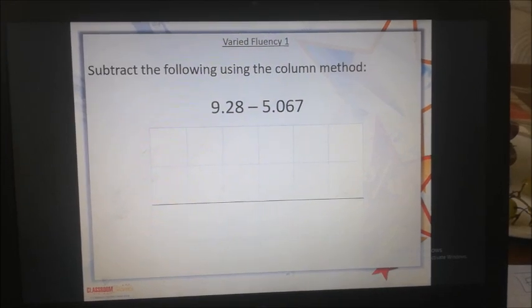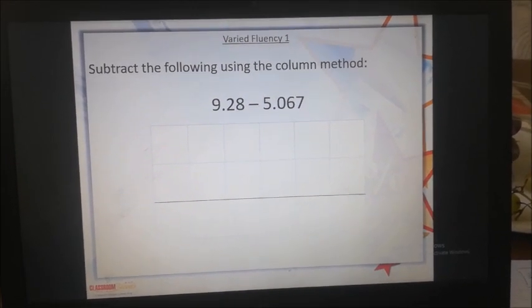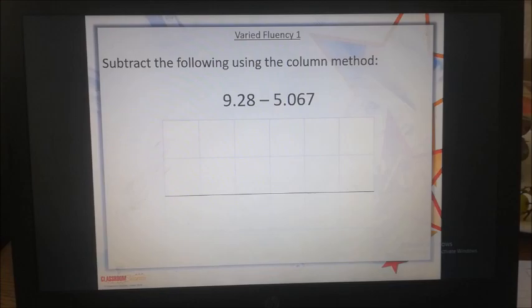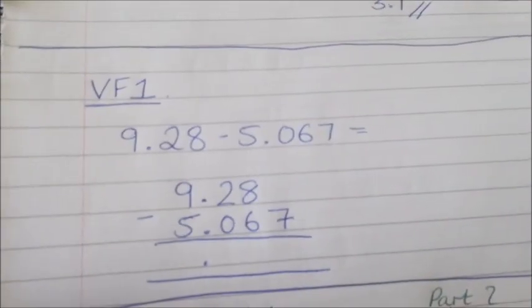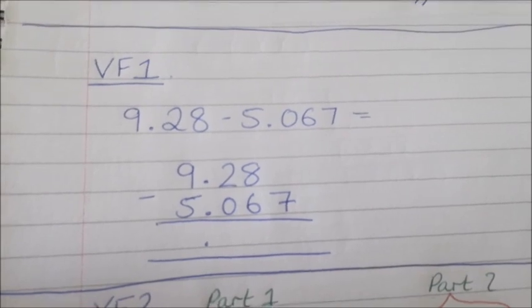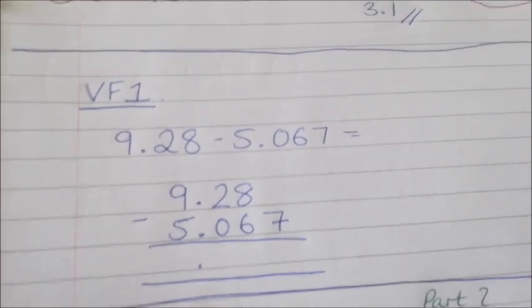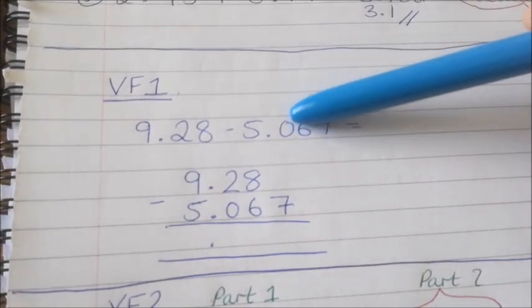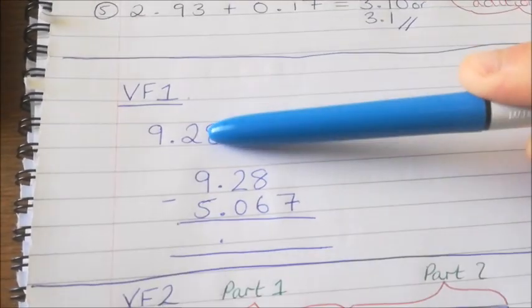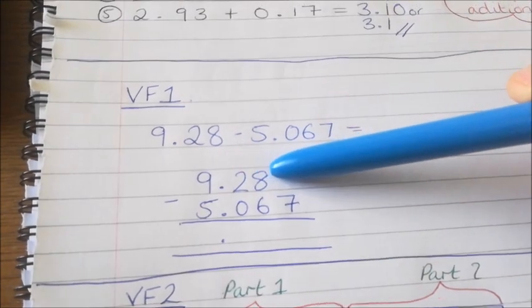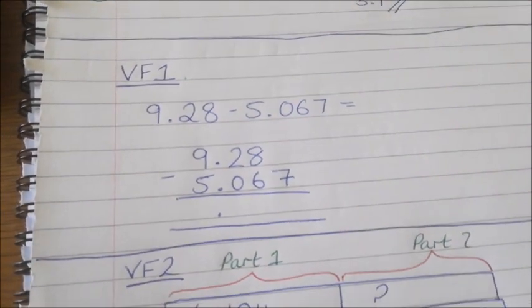First of all, your varied fluency. You need to subtract the following using a column method. So I've popped it onto my piece of paper. You've got 9.28 and 5.067. Obviously, as we are taking this number away from this number, it's always going to go on top. Luckily enough, it's the biggest number as well here. So 9.28 take away 5.067.